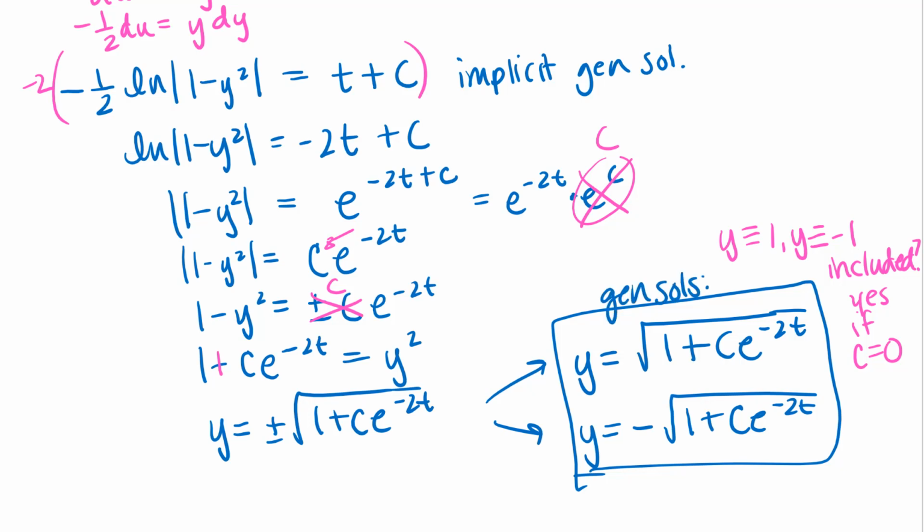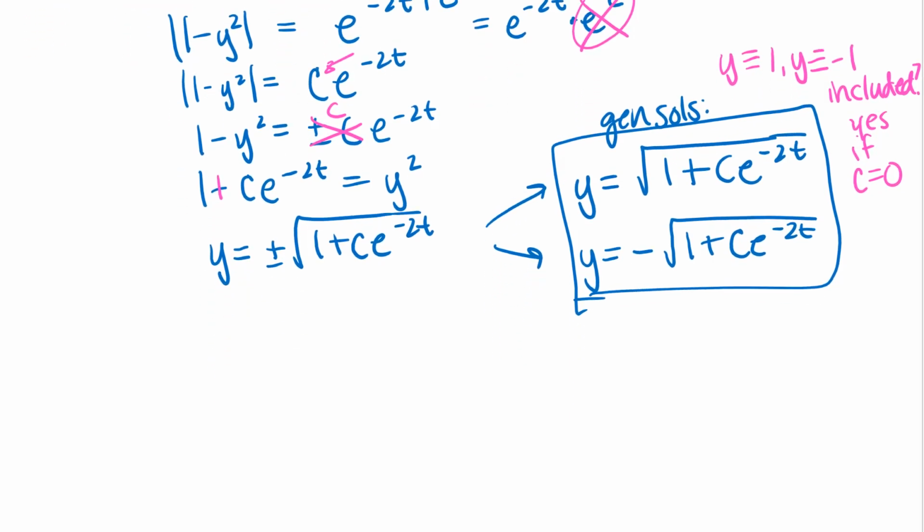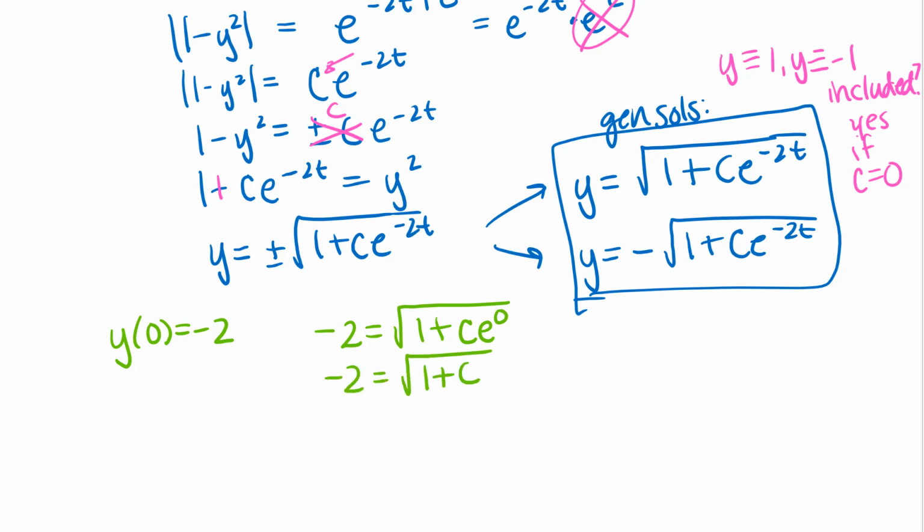All right, the other thing that we were given was an initial condition, so we're going to go ahead and see if we can find a particular solution, or maybe solutions, satisfying that initial condition. So our initial condition was y of 0 equals -2. When I put that into that first general solution, pause and think a little bit before you just jump into the algebra. You get -2 equals square root of 1 plus c.